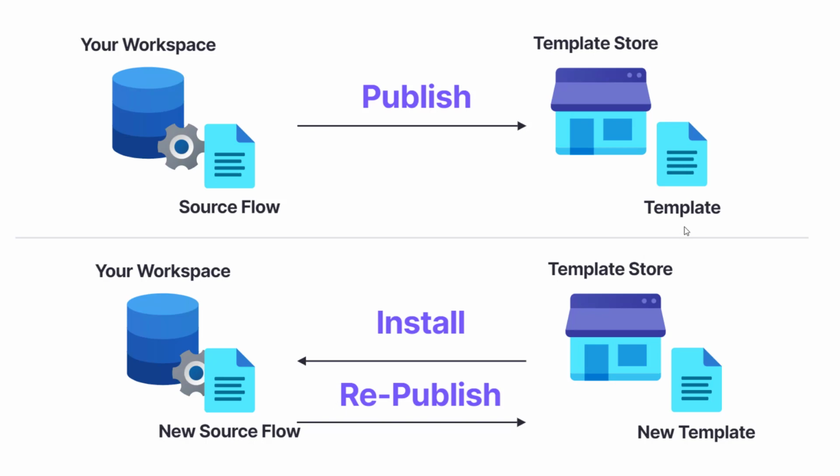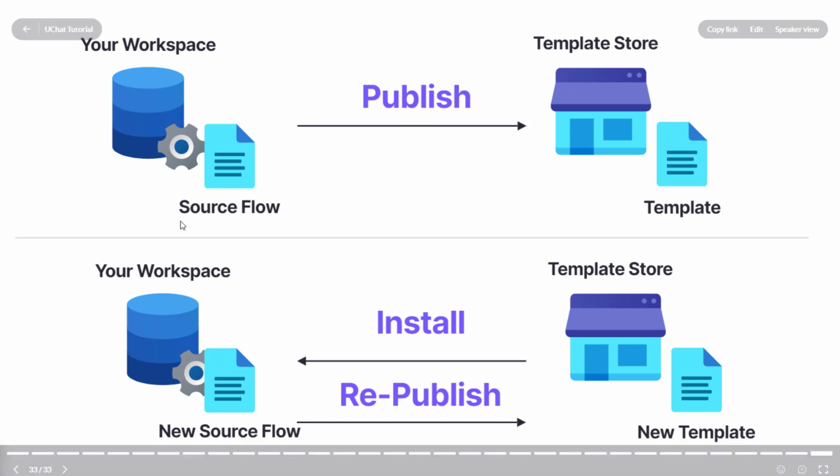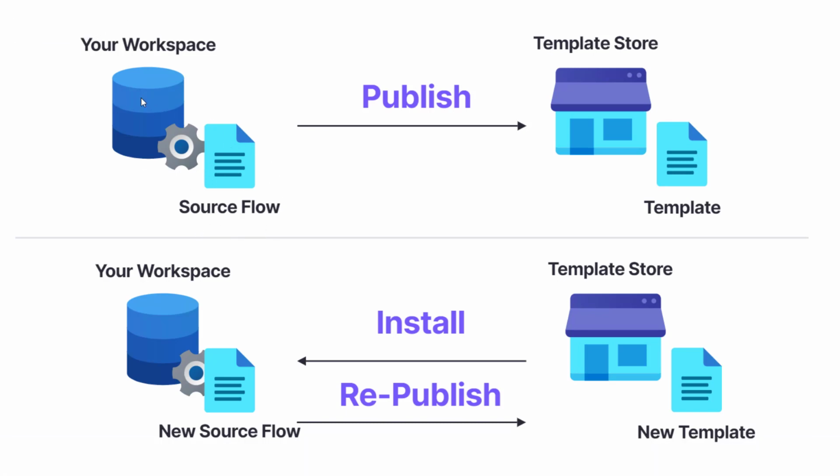So what you need to do is install the template from the template store to your workspace again to get a new source flow, and then republish it to be a new template. Then you can delete the old one. And remember, we've mentioned that you can lock or unlock your template. If your template is locked, then you will be unable to republish your new source flow to be a new template. Okay, so make sure you keep the source flow safe in your workspace.